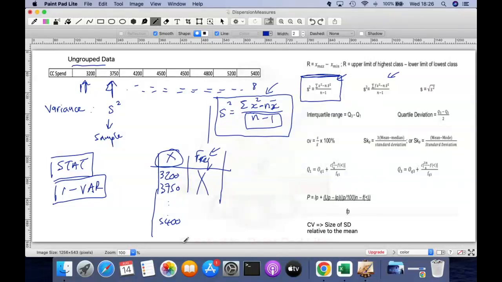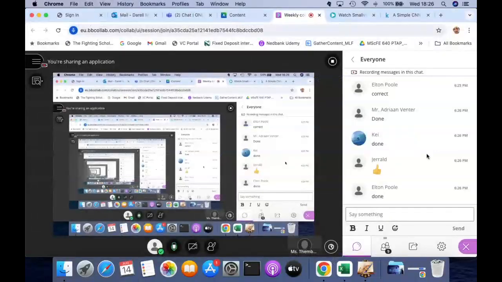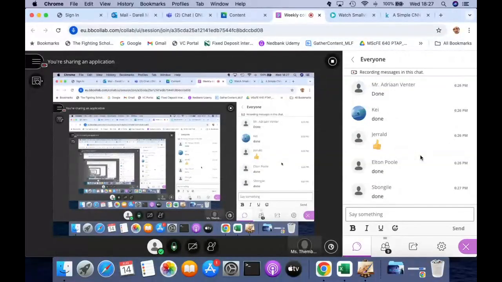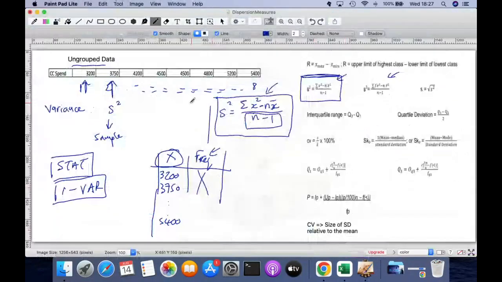I think a couple of people are already done. All right, let me see the chat. Let me go back there so you can see the numbers. Make sure everyone's captured all the numbers. Your last row of data, that is 5,400, would sit at 8, because there are 8 data values.